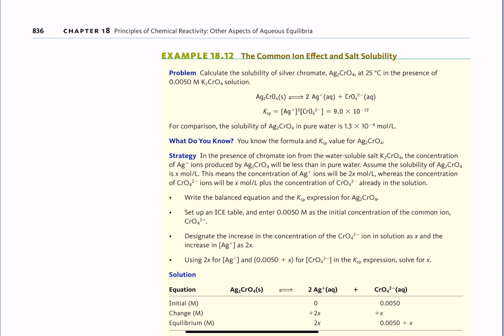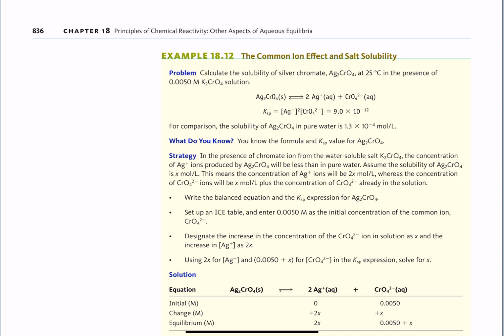Here's another problem on page 836. In this case, we want to calculate the solubility of silver chromate. It may have been a while since you've used the chromate ion. Remember, it's a -2 charge. And make sure you remember that silver is a +1 ion, because silver ions are very common in discussions of chemical aqueous equilibria involving relatively insoluble salts.